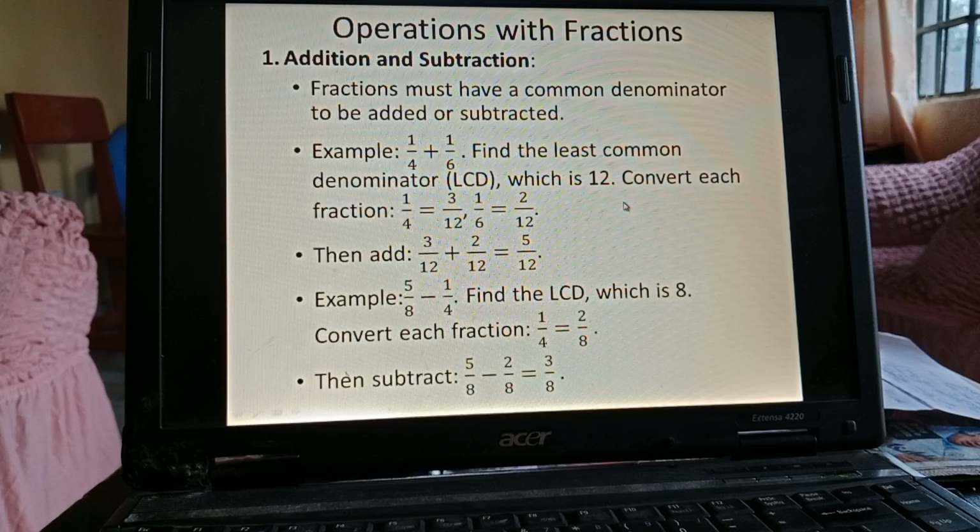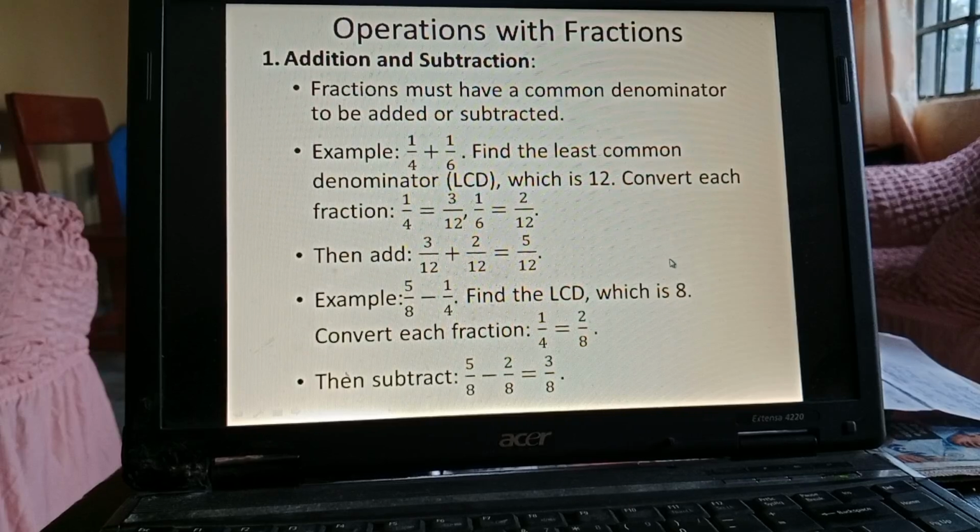Subtraction. 5 over 8 minus 1 over 4. The LCD, or the lowest common denominator, is 8. And so you convert 1 over 4 to have 8 as a denominator, because 5 over 8 already has an 8. And therefore 1 over 4 is equal to 2 over 8. And when you subtract 5 over 8 minus 2 over 8, the answer is 3 over 8.